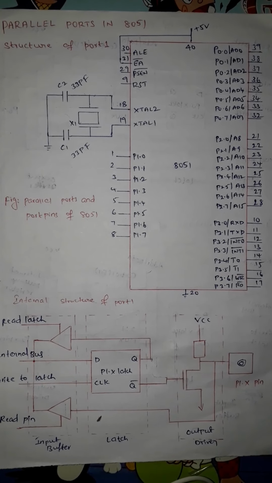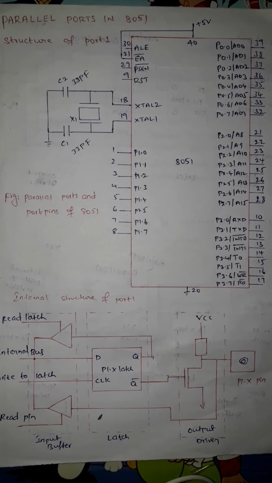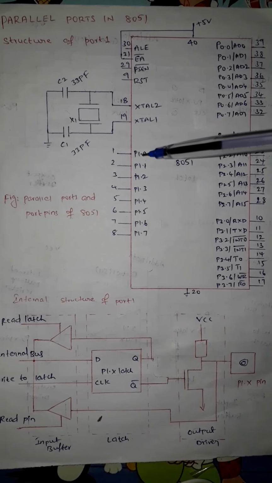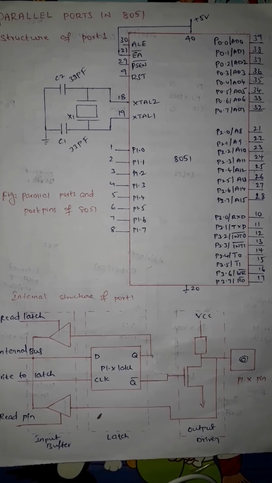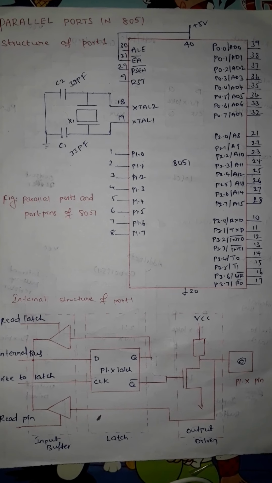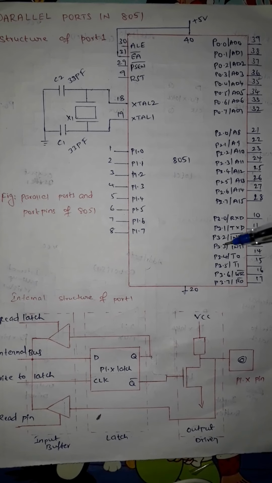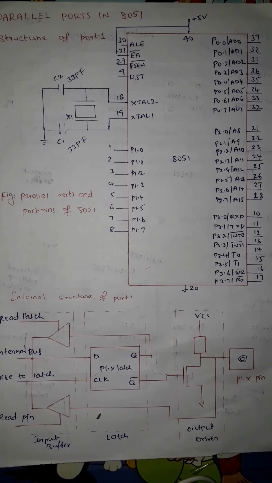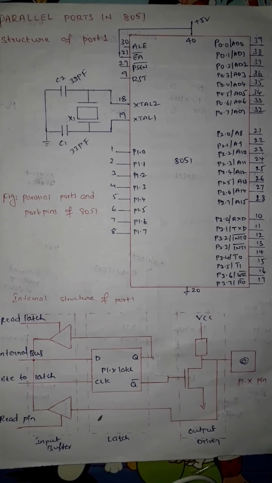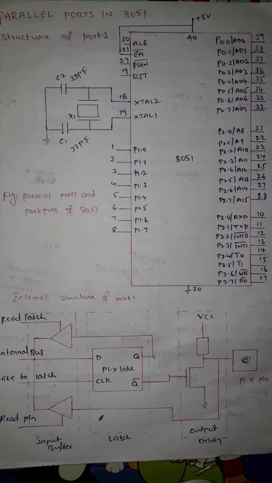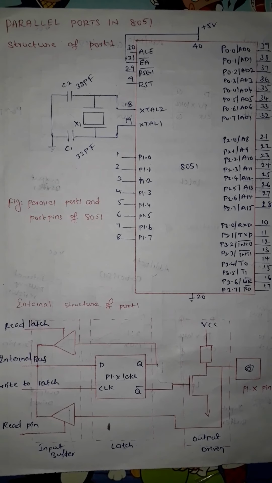Each pin can be configured as an input or output port pin. For example, P1.0 can be configured as an input pin or output pin. Similarly, P3.3 can also be configured as an input or output pin. So each port pin can be configured as an input or output pin.